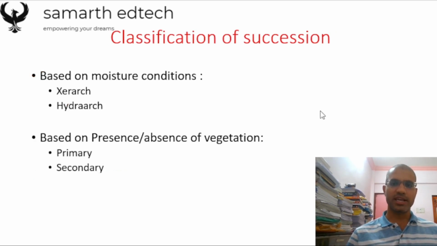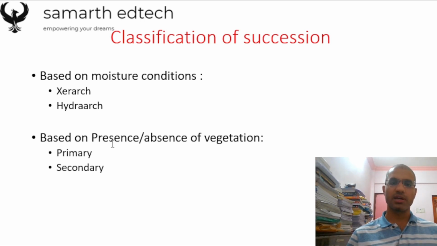The next is your classification of succession. So there are two different types. The first one is based on the moisture condition. Subtypes are xerarch succession and the hydrarch succession. So xerarch succession, we already knew from the environment and ecology concept that it is succession in the desert areas, and hydrarch succession is the succession in your water rich regions.